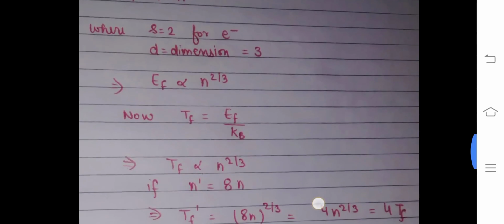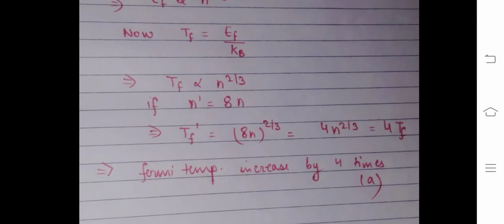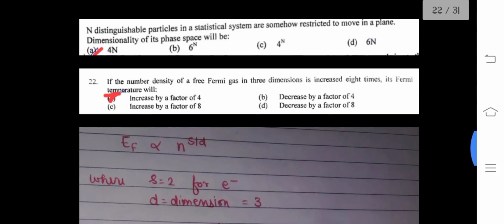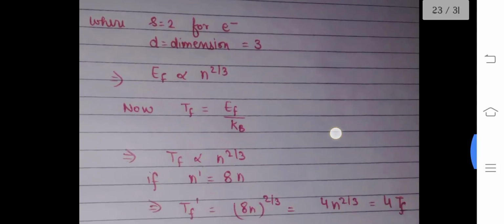Now we know that Fermi temperature is equal to EF by kB, where kB is the Boltzmann constant. So clearly Fermi temperature is also proportional to n raised to the power 2 by 3. Now we know the number density has been increased 8 times. Just plugging the values, the Fermi temperature will be increased 4 times. So option A will be the correct one.